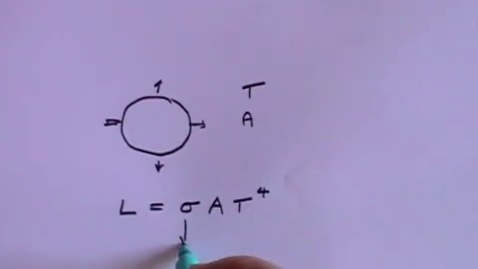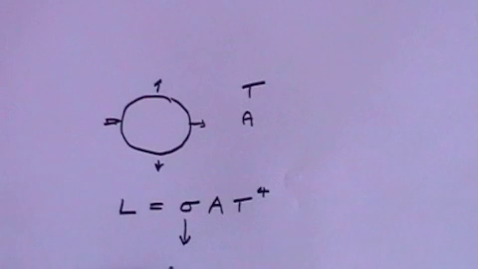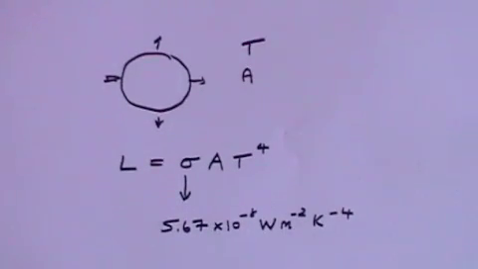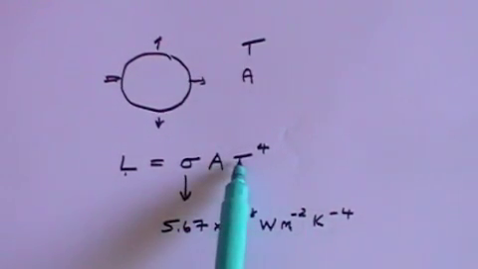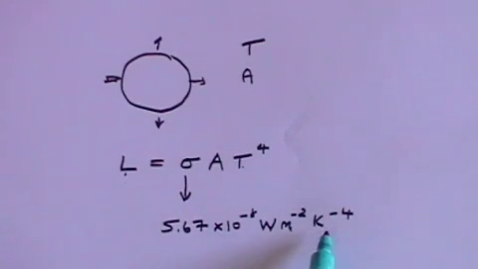And Stefan's constant is 5.67 times 10 to the minus 8 watts per meter squared per Kelvin to the power 4. And that is obvious because that has to balance with this. Luminosity is measured in watts, area is measured in meters squared, and temperature to the power 4 is measured in Kelvin to the power 4.